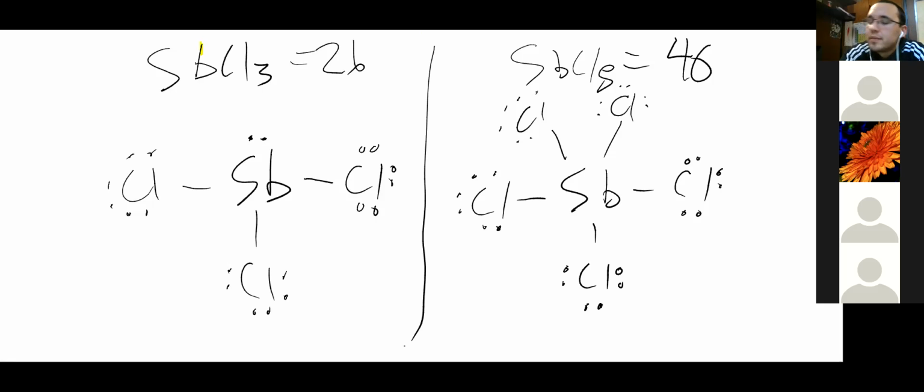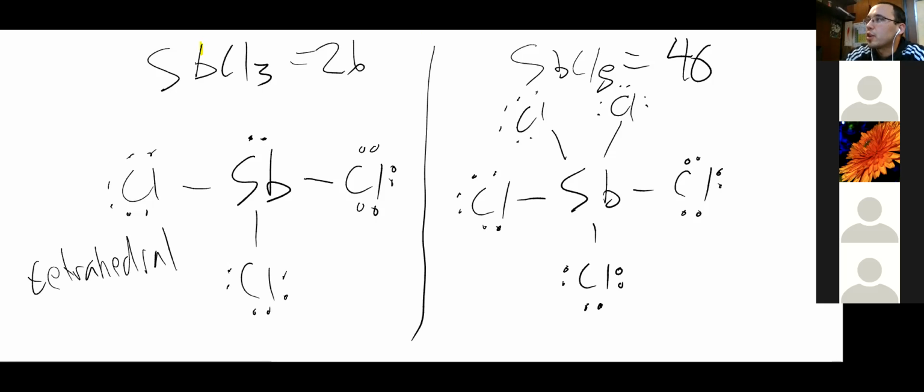It's not tetrahedral. Trigonal, is that trigonal? What is it? Trigonal something. Let me take a look. What is the difference between electron geometry and molecular geometry? Oh yeah, it is tetrahedral.